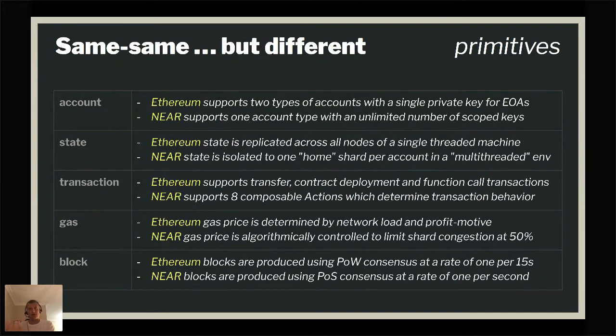If you have something like a cross-contract call, you call your contract, inside that code it calls another contract, and so on. At that point, we don't call it a transaction anymore. It's inside the network. We call it a receipt.